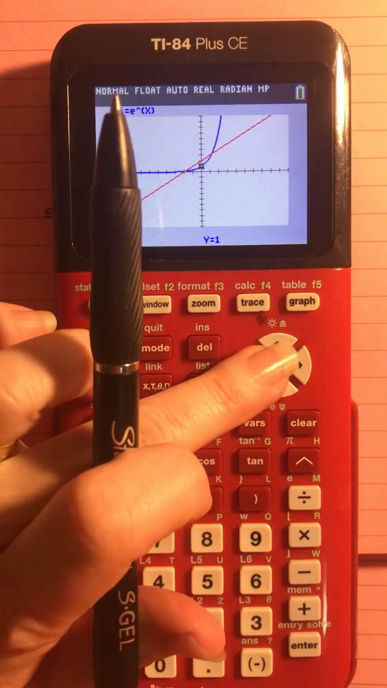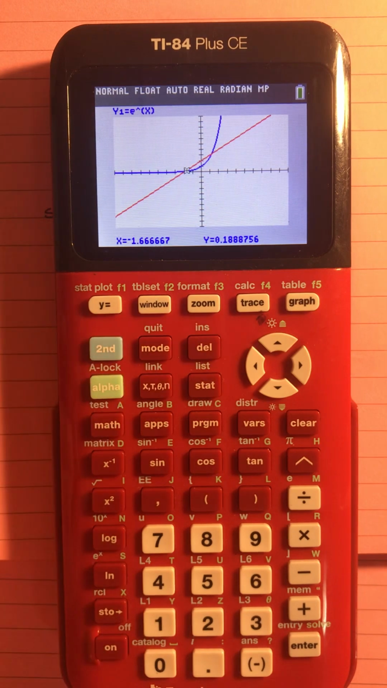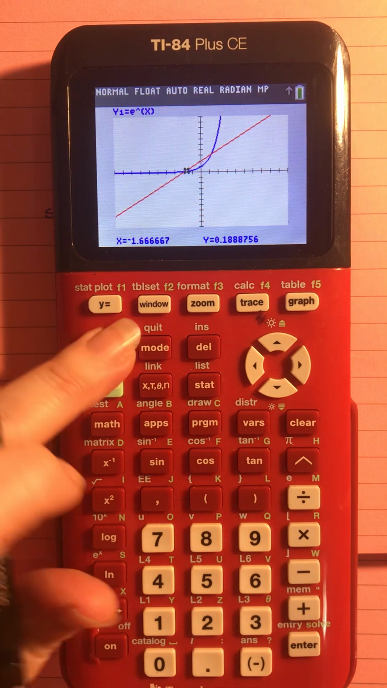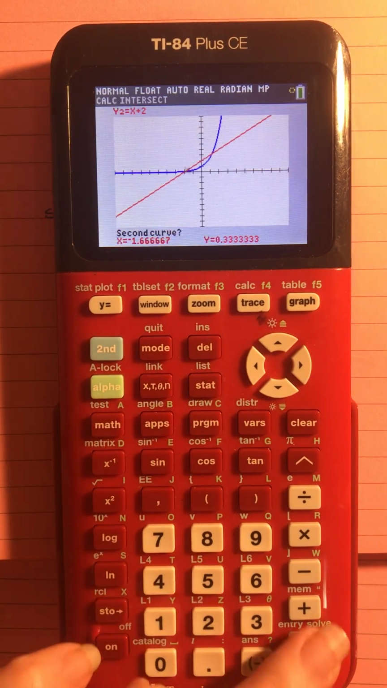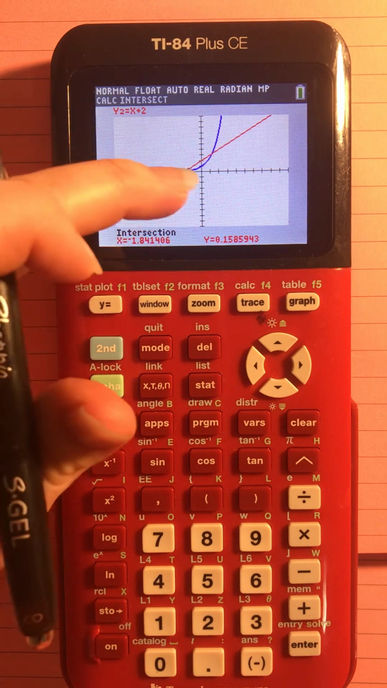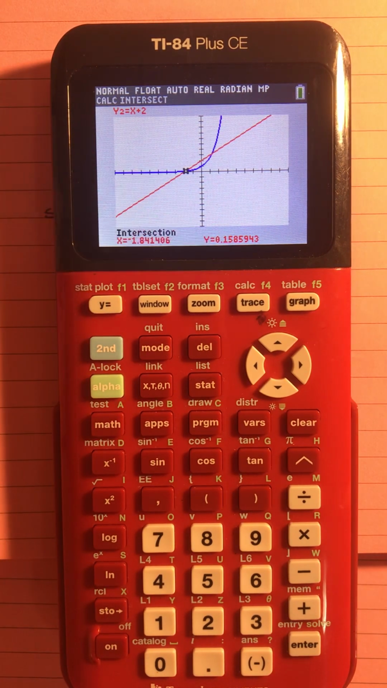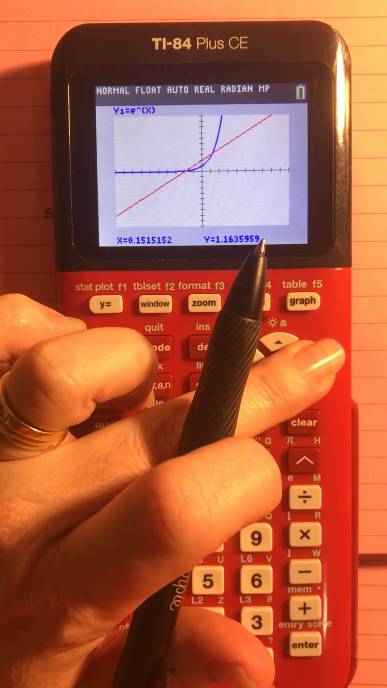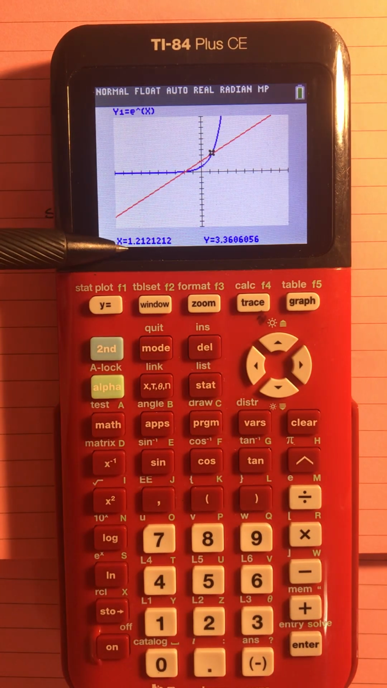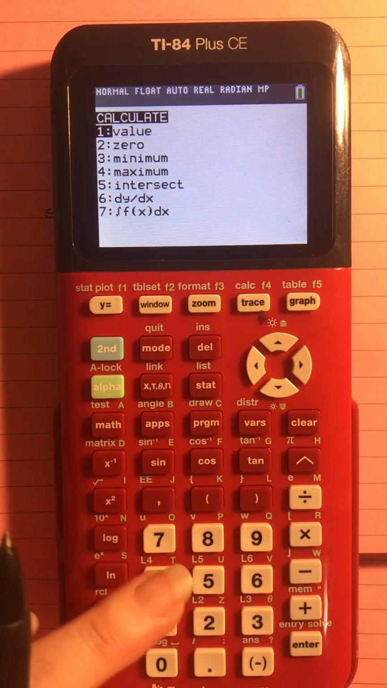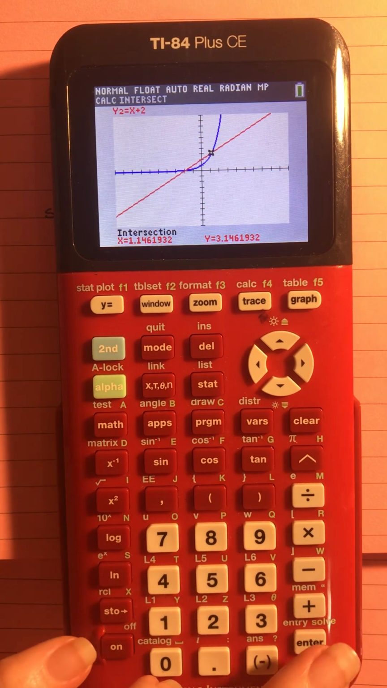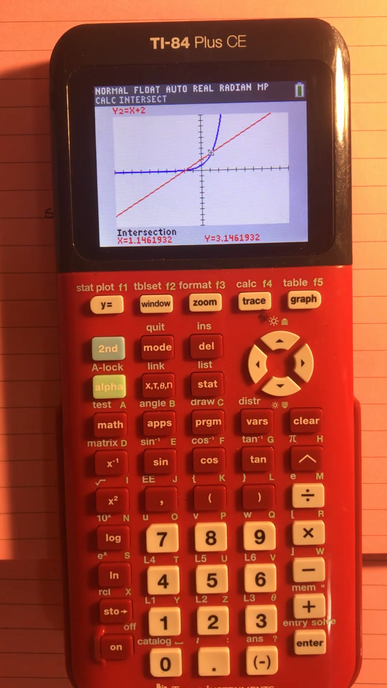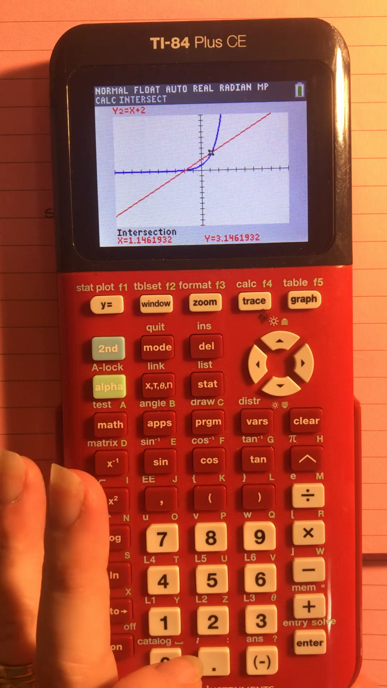So if I put my trace on, get it close to the first one, I can see that it's about -1.6 and 0.1 for my y. Then I do my second trace and my intersect, and it will find that one there that it's closest to, so the -1.84 and the 0.15. Then I'll put my cursor over on the second one, close to where that intersection is. It's about 1.21, 3.36. Then I use my second trace, my intersect, and it'll find that second one for me at 1.14 and 3.14 there. Okay, hopefully that helps you with your graphs of e to the x.